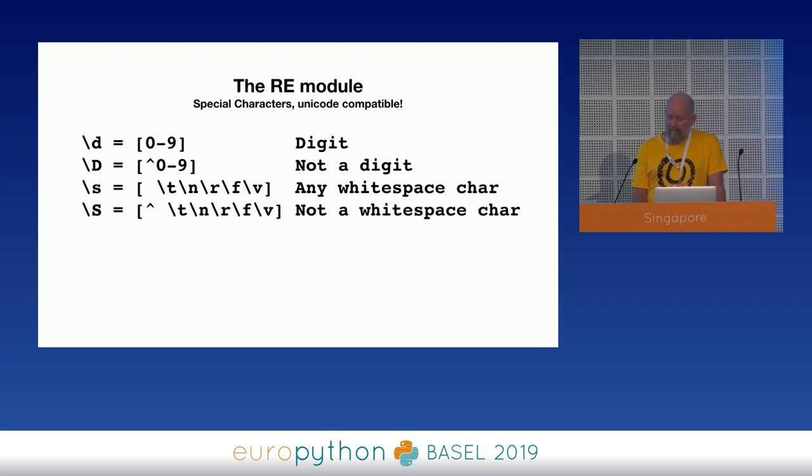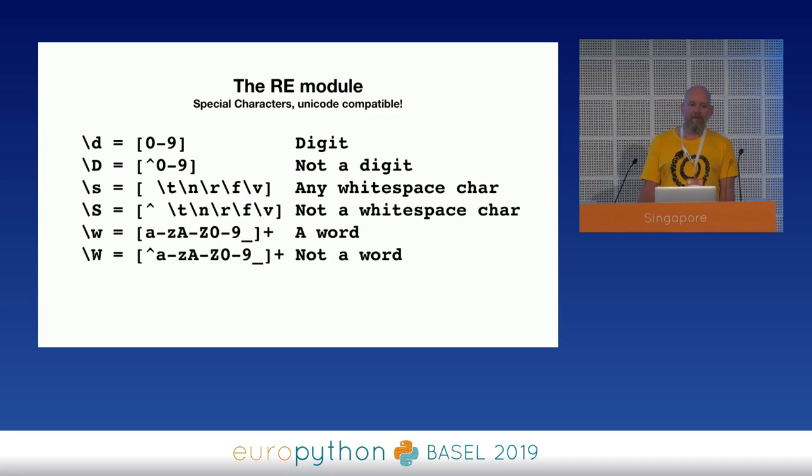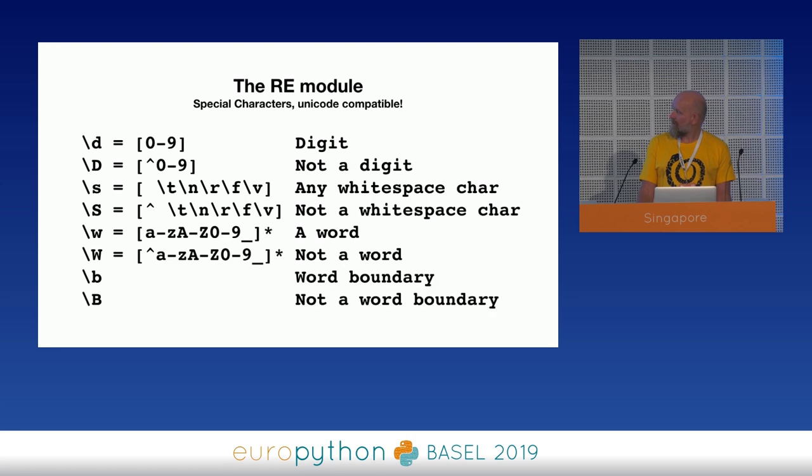So backslash capital S matches any non-white space character. And then we have the backslash w, which matches a word character. Capital W matches not a word character. And finally, backslash lowercase b matches a word boundary, which means the regex found a word, and either at the start or the end of that word, we have a boundary. Uppercase B is not a boundary.